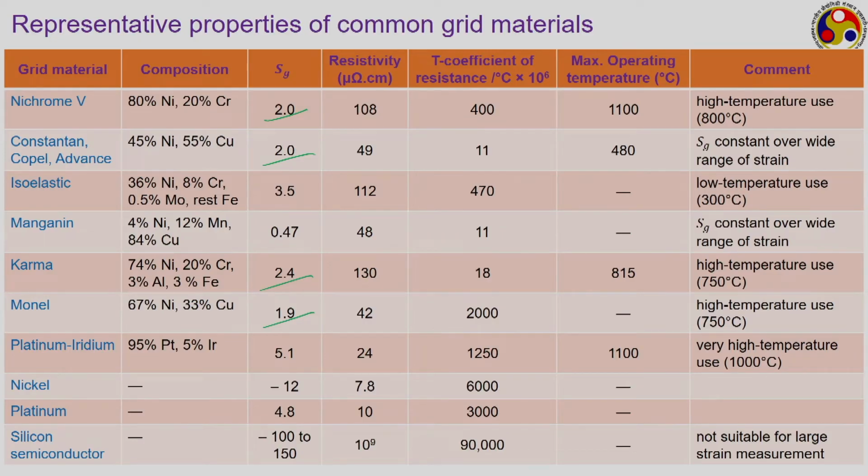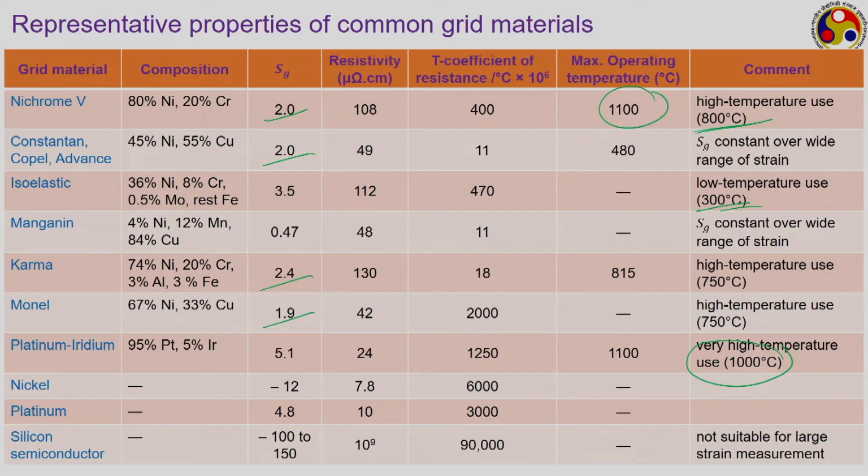Where I am coming, their operating temperature is something very important. Nichrome is able to operate at very high temperatures, and that is why it is generally preferred for high temperature use. When we are looking for a measurement in the range of 700-800 degrees Celsius, nichrome is the preferred material, whereas materials like isoelastic are generally preferred at low temperature. There are a few other high temperature materials as well, like platinum iridium, which can go up to very high temperature in the range of 1000 degrees Celsius.